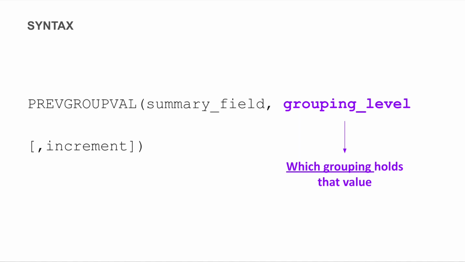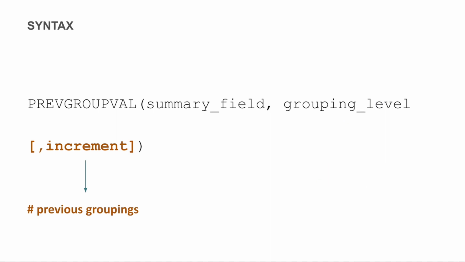The second part of the formula calls for us to specify the grouping level which we want to use for that calculation, which will either be one of your row groupings or your column groupings if you're dealing with matrix reports. When we specify this grouping in our PREVGROUPVAL syntax, what we're actually telling Salesforce is, hey, this is the grouping level that I want to use when I call on the summarized values from previous groupings in my report.